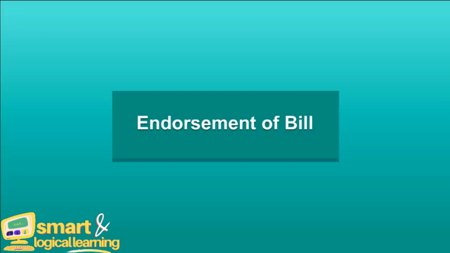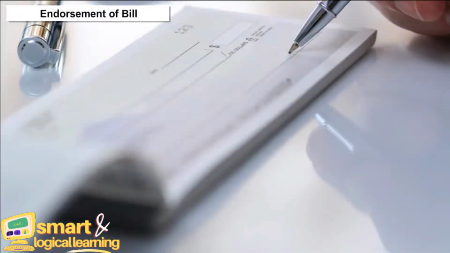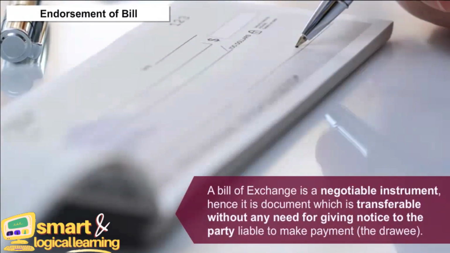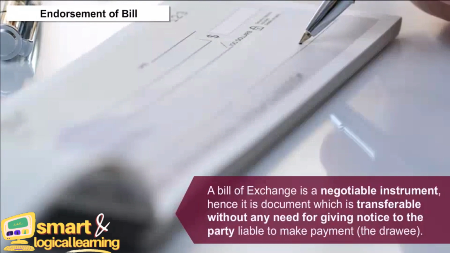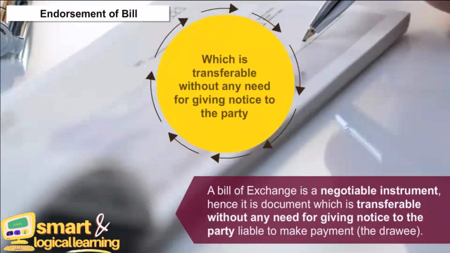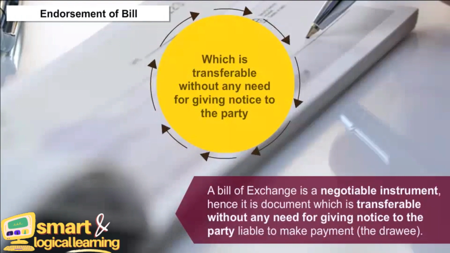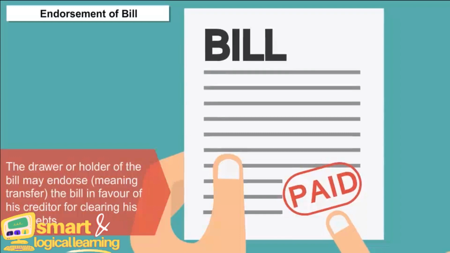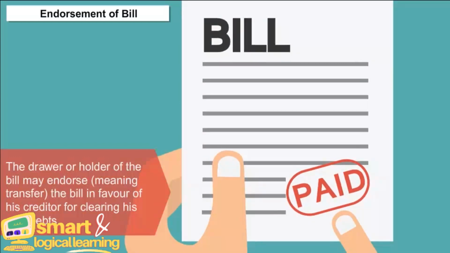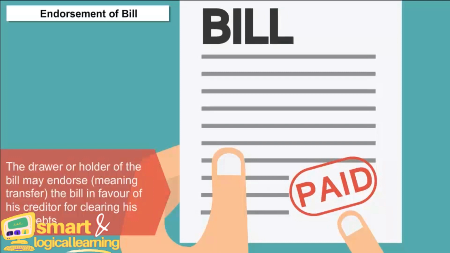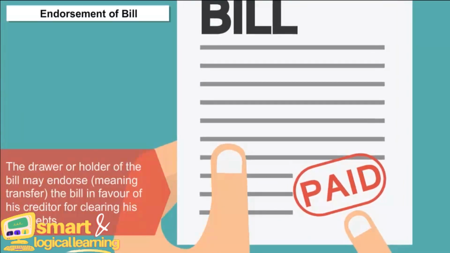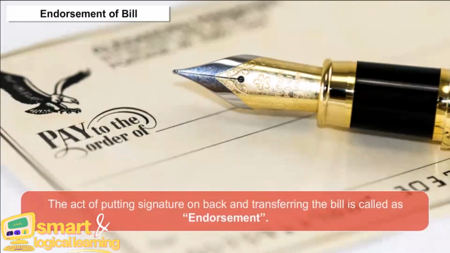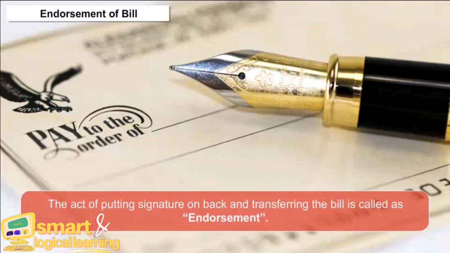Endorsement of bill. A bill of exchange is a negotiable instrument. Hence, it is a document which is transferable without any need for giving notice to the party liable to make payment, that is, the drawee. The drawer or holder of the bill may endorse, meaning transfer, the bill in favor of his creditor for clearing his own debts. The act of putting a signature on the back and transferring the bill is called endorsement.